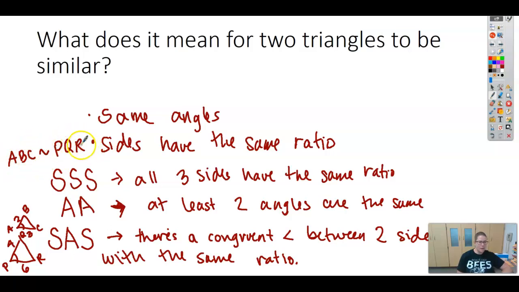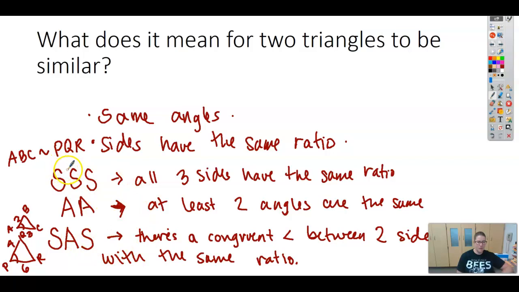to triangle PQR. Okay, and remember, similar means they're the exact same shape, but one may be larger or smaller, right? So all three angles are the same, and all three sides have the same ratio. But if we don't know all that information, this is the minimum that we would have to know.